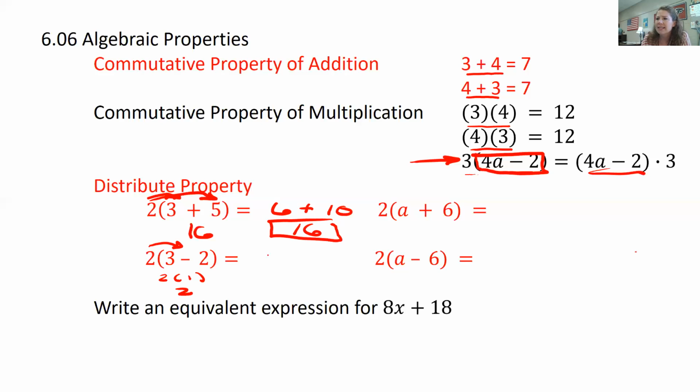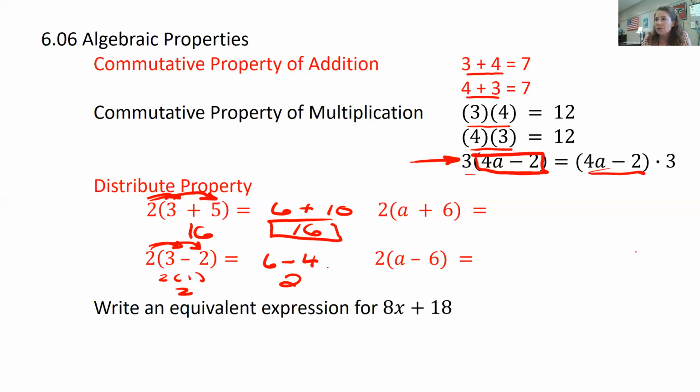2 times 3 is 6. And then don't forget to distribute it to the second number. So this is saying minus 6 minus 2 times 2 is 4. And 6 minus 4 is 2. So we know that's right.